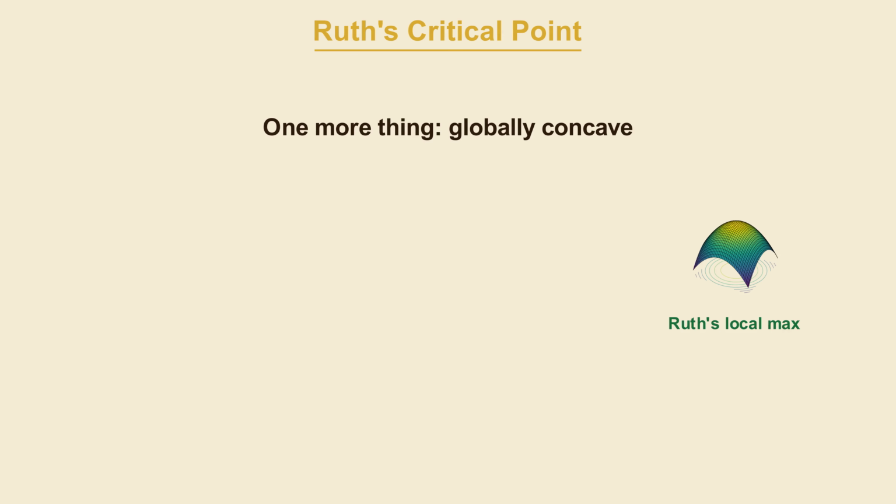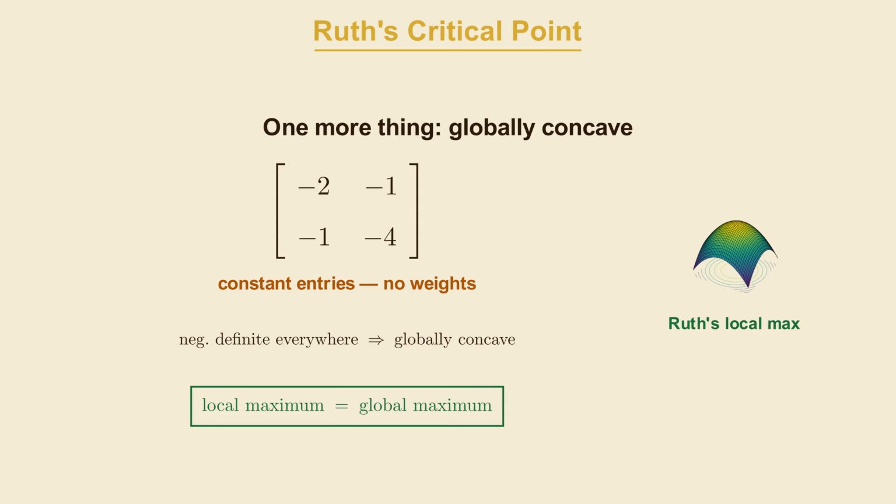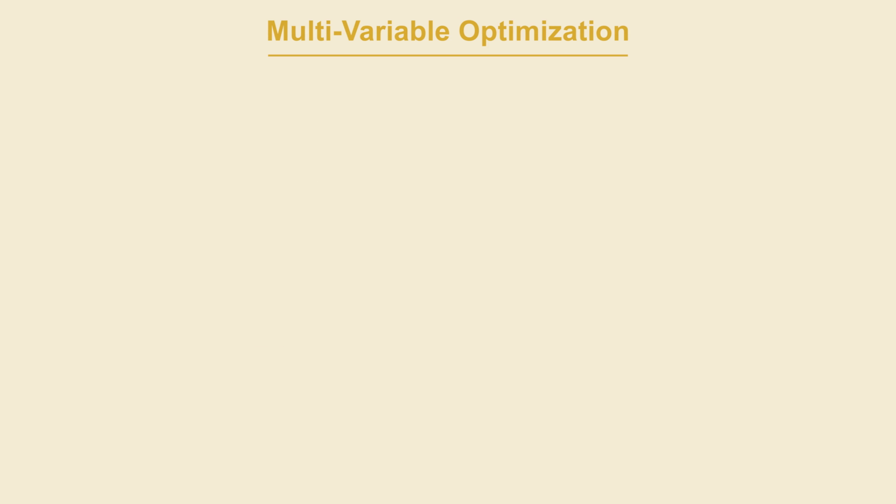There is one more thing worth noting before we wrap up. The Hessian for Ruth's utility function has constant entries. The second partials do not depend on the weights. And that means the negative definite condition holds everywhere, not just at a critical point. A function that has a negative definite Hessian everywhere is called globally concave. And for a globally concave function, a local maximum is automatically going to be the global maximum. So Ruth does not have a local optimum here, she has the optimal portfolio, period.